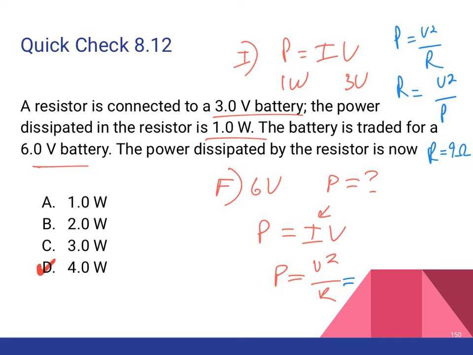So now my new voltage is 6 volts, that's squared, over 9 ohms. I got 36 over 9, which is 4 watts. So again, that might have been a little confusing because we're not just looking at this basic P equals IV, but on the next slide I'll help you out a little bit with that.